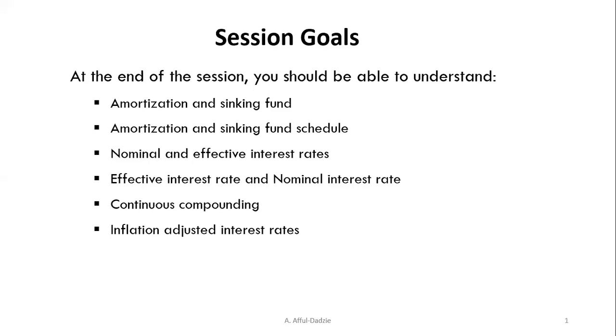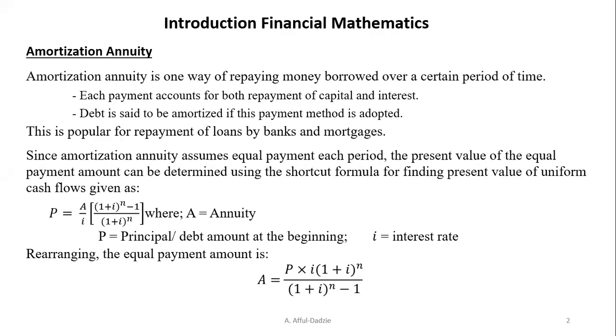We would look at continuous compounding, when interest is compounded continuously and it just keeps going. Maybe interest is compounded daily or by minutes or by seconds. Those are the typical kinds of examples. For inflation-adjusted interest rates, I'm not sure, let's see, maybe we'll do it. We may probably talk about it just for you to have an idea of what inflation-adjusted interest rates are. All right, so what is an amortization annuity?